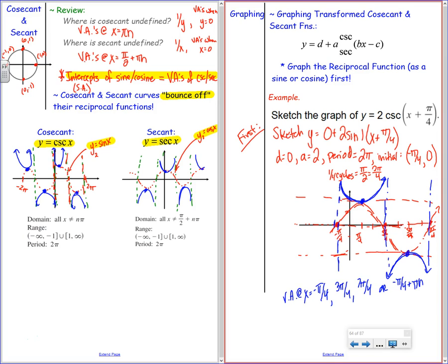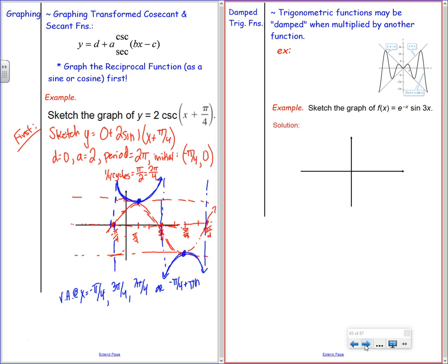Yeah, hopefully. So long story short, for cosecant and secant, what do we have to be really careful and do first? The sine or cosine? There's one more thing. What is that? One more. Whoa! What's that? Oh my, it looks like a spider.